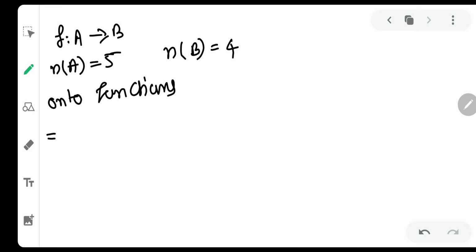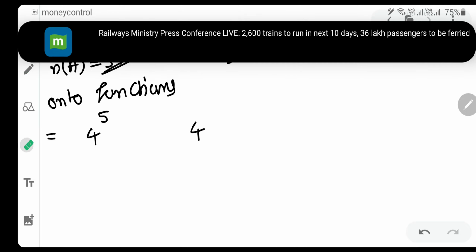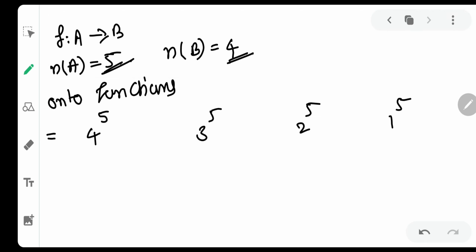Okay, you must have solved this by now. Let us see. The number of elements in B is 4, so I write down 4. And the number of elements in A is 5. So 4 raised to 5. Okay. Then I write down 3 raised to 5. Then I write down 2 raised to 5. Then I write down 1 raised to 5. I won't be writing down 0 raised to 5 now because I have understood that it is of no use.